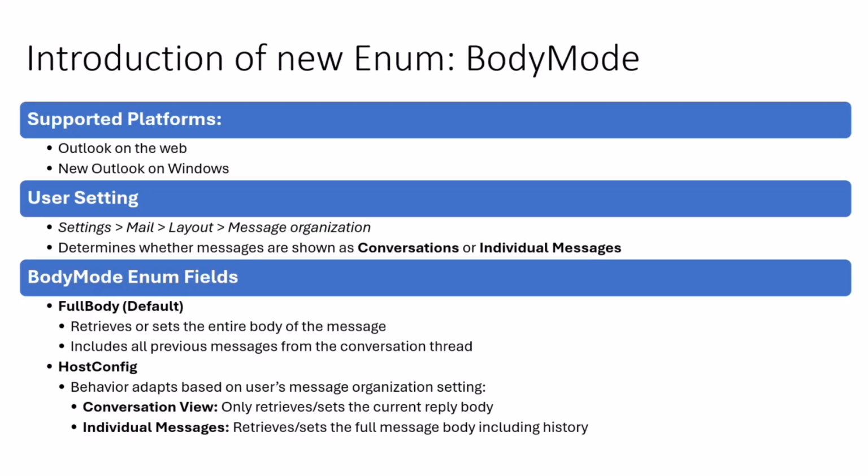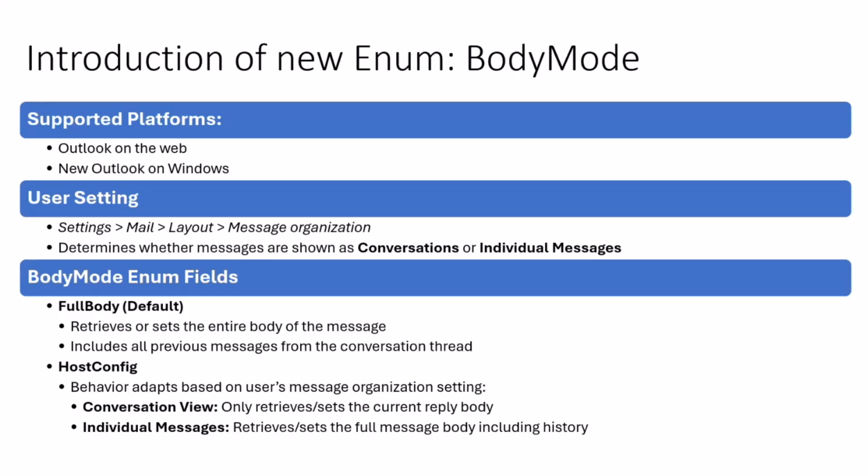This enum precisely consists of two fields. One is FullBody, which is the default, and the second is HostConfig. So what does FullBody do? If you pass the enum as FullBody, or if you don't pass the enum at all, the default behavior will be considered as FullBody. It means it will retrieve or set the entire body of the message. This will also include all the previous messages from the conversation thread.